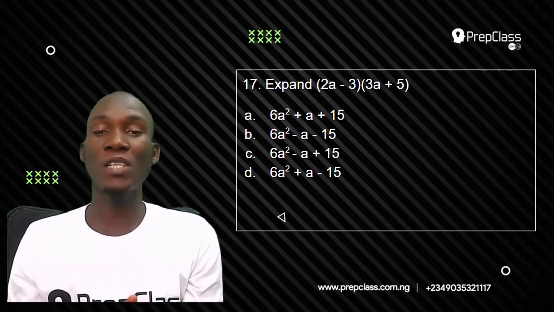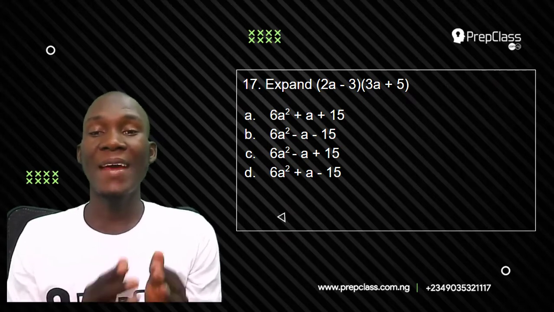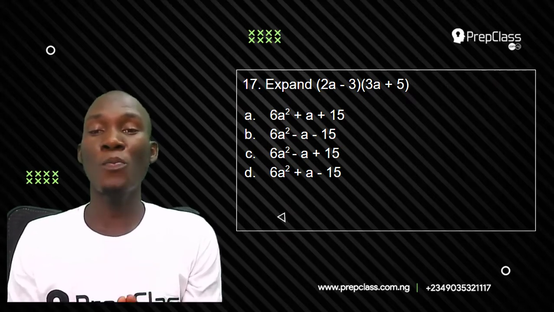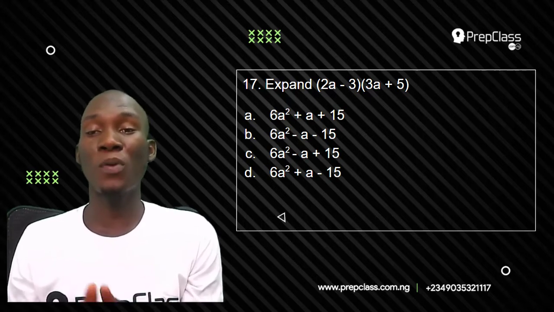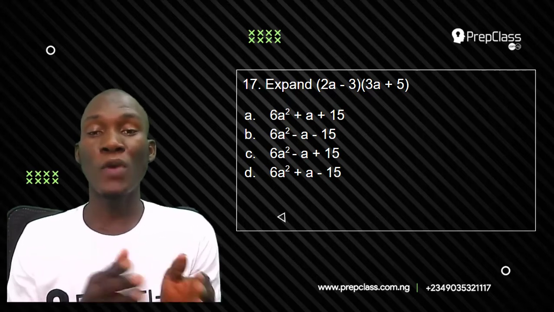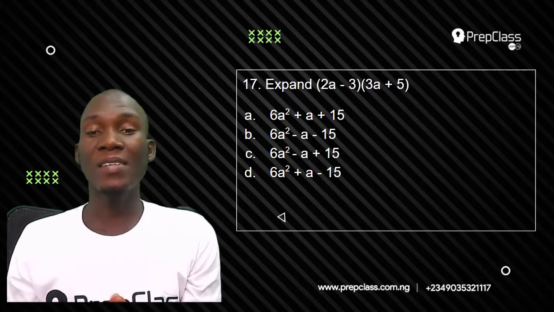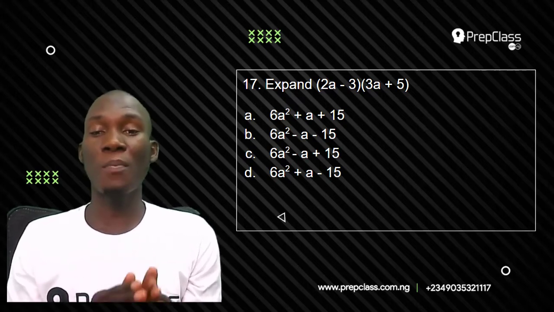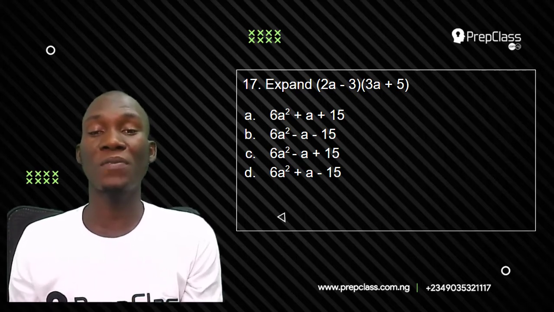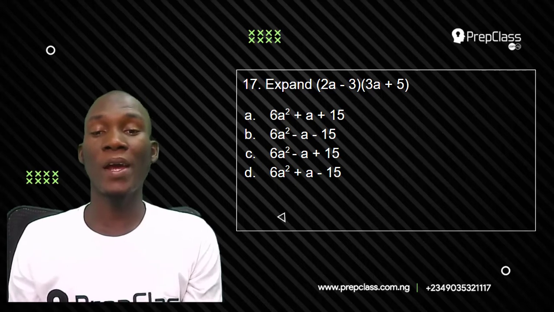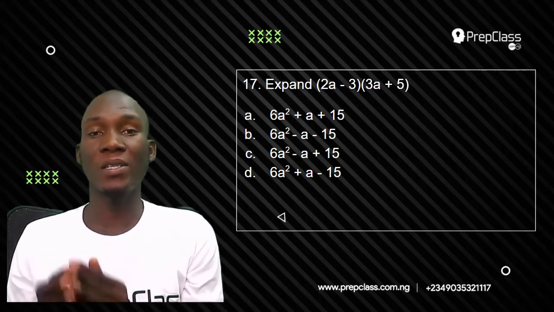So we move to the next question, question number 17. Expand open bracket 2a minus 3 close bracket open bracket 3a plus 5 close bracket. We have the options: A. 6a squared plus a plus 15, B. 6a squared minus a minus 15, C. 6a squared minus a plus 15, D. 6a squared plus a minus 15.